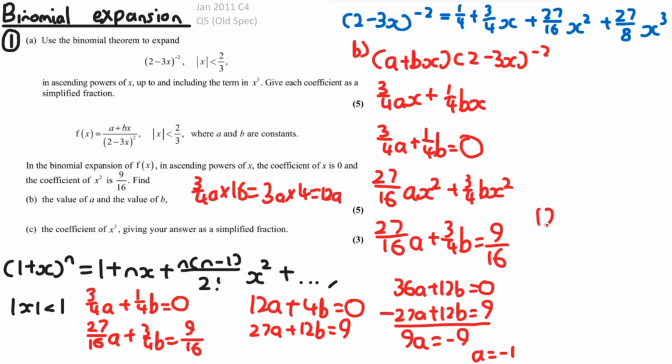So it's going to be 12, and then a is minus 1, plus 4b is equal to 0. So it's going to be minus 12 plus 4b is equal to 0. So it's going to be 4b is equal to 12, so therefore b is going to be 12 divided by 4, which is going to be 3. So a is equal to minus 1 and b is equal to 3. We've solved the simultaneous equations.